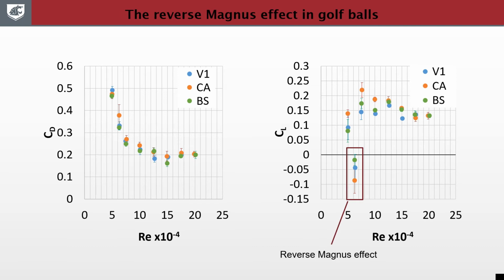All three models showed a reverse Magnus effect at a Reynolds number of 65,000. This shows the reverse Magnus effect is real, it affects multiple models, and it occurs at a relatively low speed. This means you can't blame your short drives on a reverse Magnus effect.